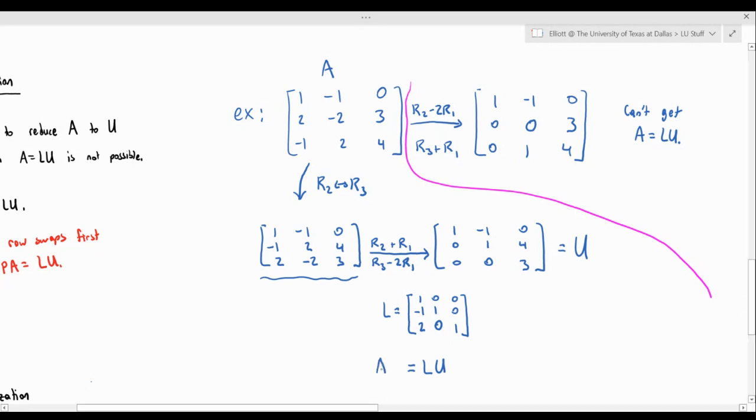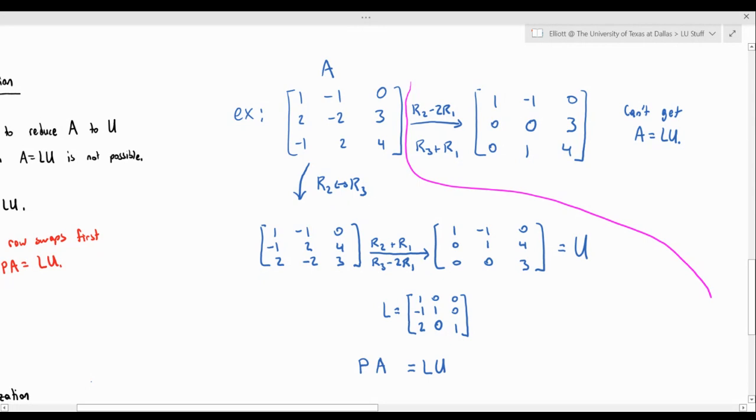So that row swap, equivalently, we can think of the row swap as having come from multiplying A on the left by the corresponding elementary matrix. Okay. So that means what we want to do is find the elementary matrix that corresponds to this row swap that we just did.